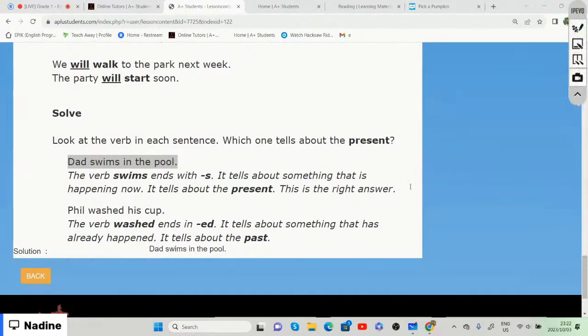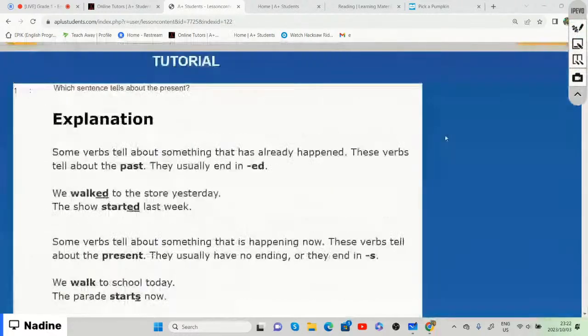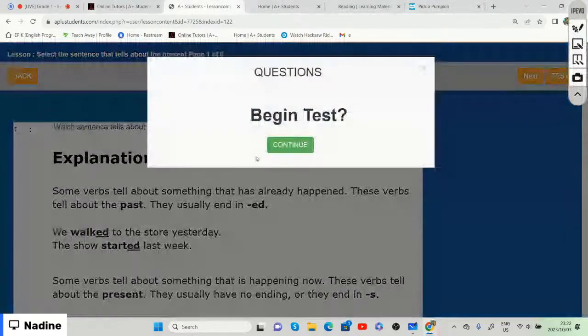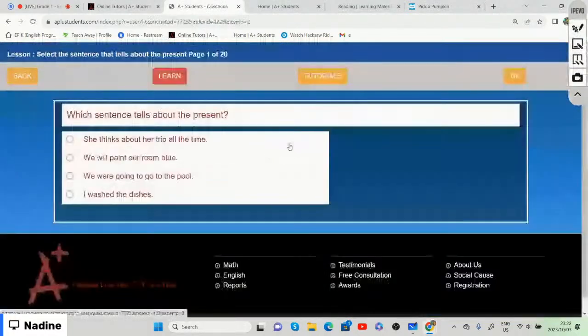All right, so now we're going to do a test, where we are going to select the sentence that tells us about the present. So we need to say which sentence tells about the present, right? Something that is happening now. That is the present. It is happening now.